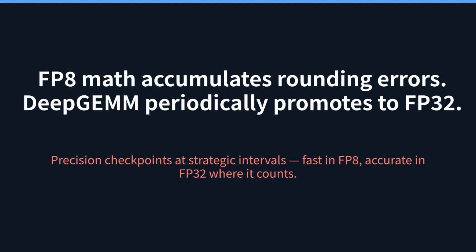There's one more piece of the FP8 puzzle. When you add up many FP8 numbers, rounding errors accumulate. DeepGEMM handles this by periodically promoting the running total into full 32-bit precision. Every so often, before rounding errors compound, it takes the partial result into FP32 registers, applies the scaling factors safely there, and then continues. This keeps the math accurate without sacrificing speed, because the promotion only happens at strategic checkpoints, not on every single multiply.